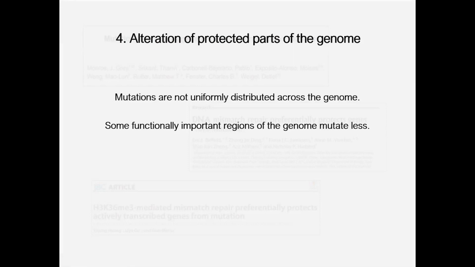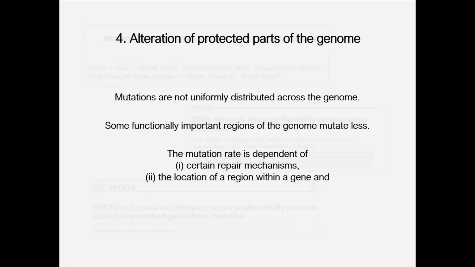Fewer mutations occur in many functionally important areas of the genome, such as in gene areas. The mutation rate depends on certain repair mechanisms that are responsible for repairing newly occurring mutations in such regions. The location of a region within a gene also plays a role. It has been shown that more mutations occur in the outer parts of genes than in the inner parts, which often control the gene's function.